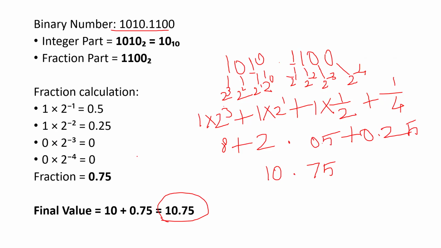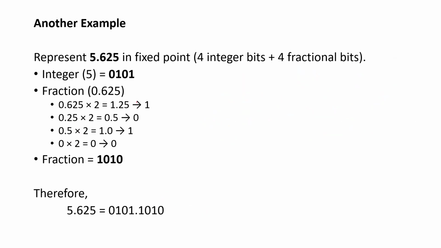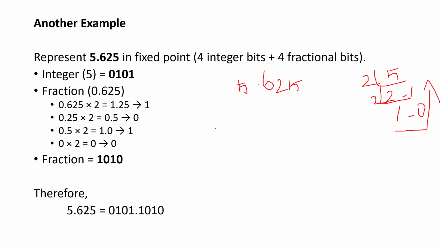This is the answer. Okay, let's take another example. Now 5.625. They have given this number, and I have to convert it to fixed point representation with 4 integer bits and 4 fractional bits. First I have to convert it to binary, then I have to arrange it as 4 integer and 4 fractional bits. First, 5, how do we convert it? Just use the division method. 5 divided by 2 gives 2 remainder 1, 2 divided by 2 gives 1 remainder 0, and then 1. Reading bottom to top, I got 101.